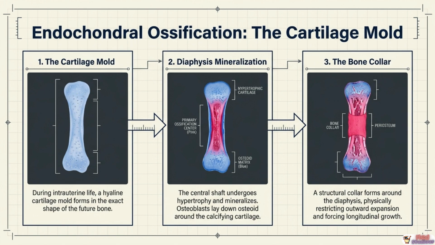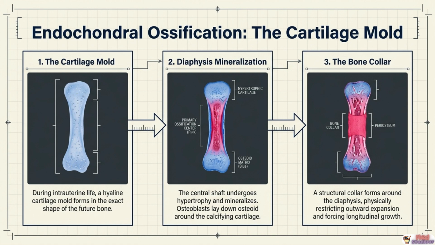Stage 1, the cartilage mold. During intrauterine life, in approximately the 5th to 6th week of embryonic development, condensations of mesenchymal cells form and differentiate, but this time not into osteoblasts. They differentiate into chondrocytes, producing a hyaline cartilage mold that is shaped exactly like the future long bone. This cartilage model is avascular, flexible, and surrounded by a fibrous sheath called the perichondrium.